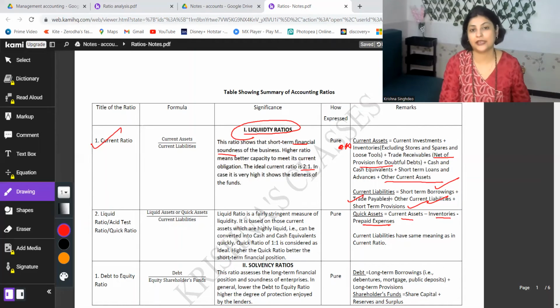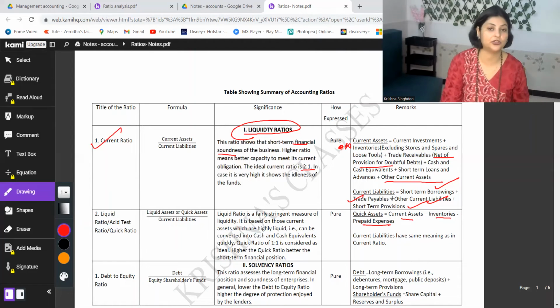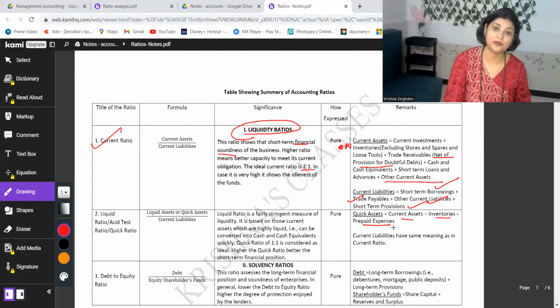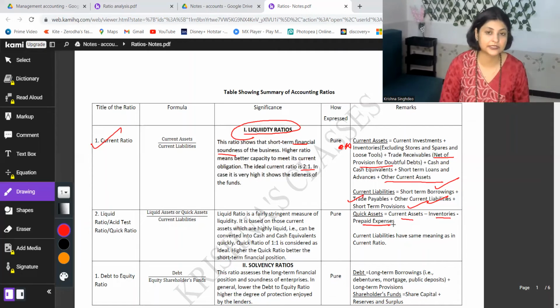And as far as current liabilities are concerned, it is the same as in the previous ratio. Current liabilities means any kind of sundry creditors, meaning trade payables, outstanding expenses, any kind of short-term loans, etc. All that is your current liability.